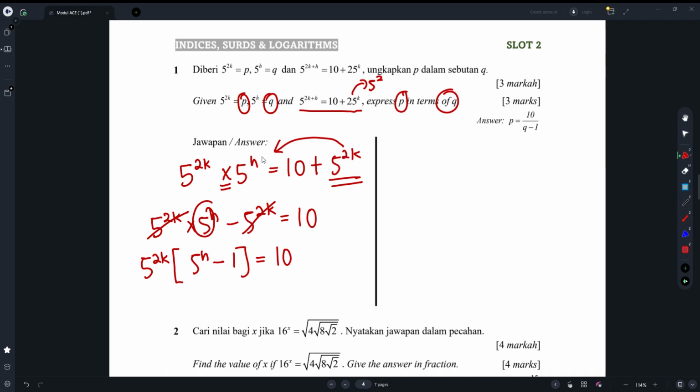So 5 to the power of 2k according to the question is equivalent to P, bracket 5 to the power of h is equivalent to Q, and then minus 1 is equivalent to 10. Therefore, P is equal to 10 divided by, bring down the entire bracket of Q minus 1, and that will be the answer as stated. So this is a very simple, straightforward question that can come out for your exam, but the key here is factorization. Please take note. If you don't factorize, you will not be able to simplify as below.